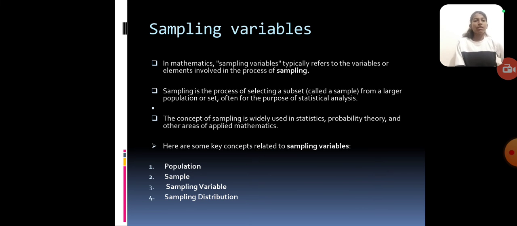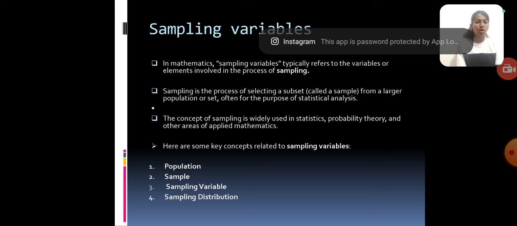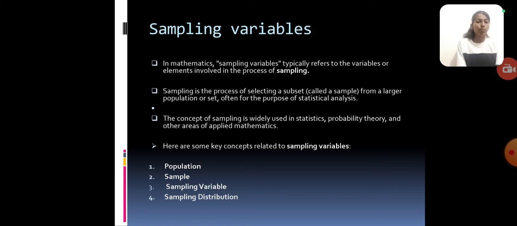Here we have another definition for sampling variables. In mathematics, sampling variables typically refer to the variables or elements involved in the process of sampling. Sampling is the process of selecting a subset from a larger population or set, often for the purpose of statistical analysis. The concept of sampling is widely used in statistics, probability theory, and other areas of applied mathematics. Here are some key concepts related to sampling variables. The first ones are population, sample, sampling variable, and sampling distribution.